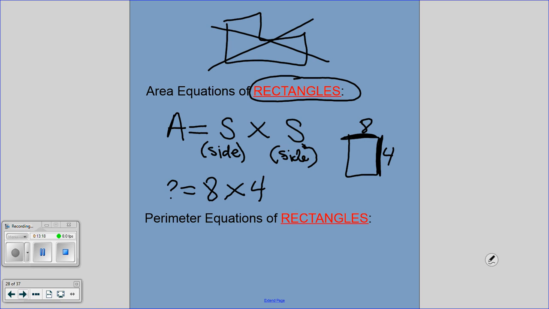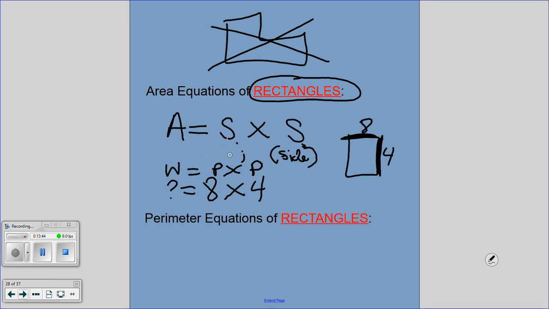Or we could say whole equals part times part. Georgiana? Why did you put side times side? That's technically perimeter, because you're counting all the sides. You're right. Let's change that.